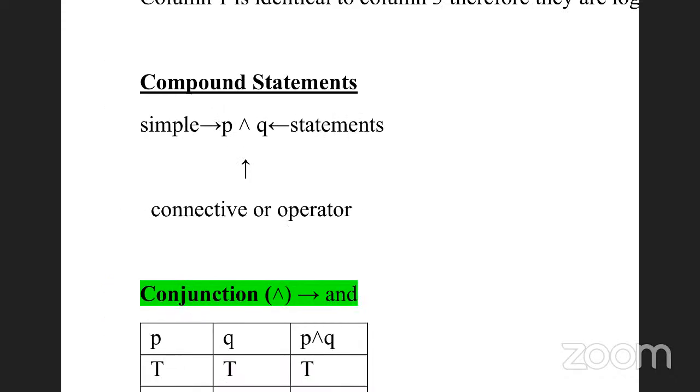Right, compound statements. We need to learn about compound statements. A compound statement is where you put two simple statements together using some form of connection. The first connection that we're going to learn is conjunction. Once you see this upside down V, that's conjunction. If you see a V that is not upside down, that is disjunction. Conjunction means and.